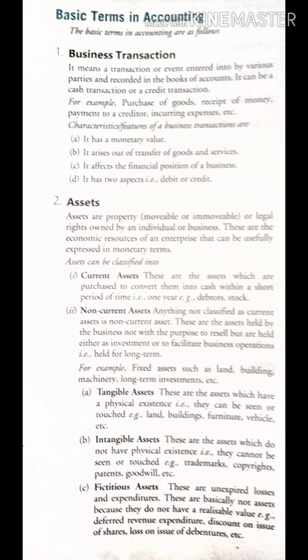Now I have given one example over here: purchase of goods, receipt of money, payment to a creditor, incurring expenses, etc. These are the types of business transactions. Purchase of goods means we have immediately purchased the goods. Receipt of money means we have received money from any purchaser, so when we have received the money, we will make an entry of it. Fine. Now payment to a creditor means we have paid our creditor.